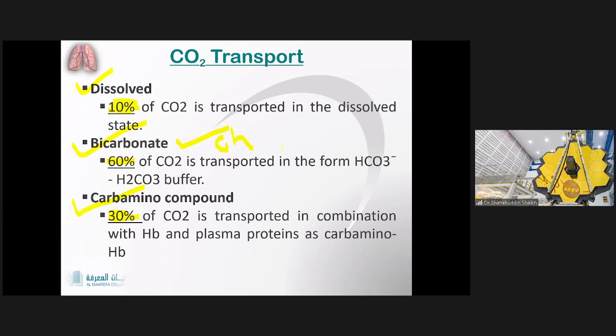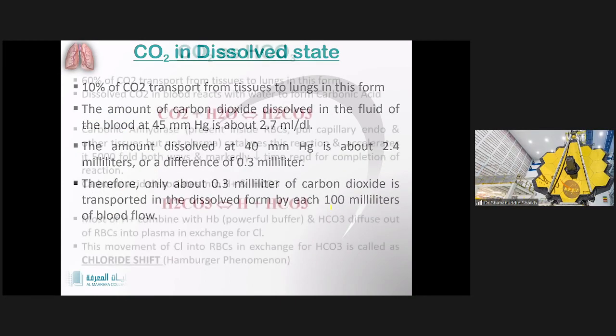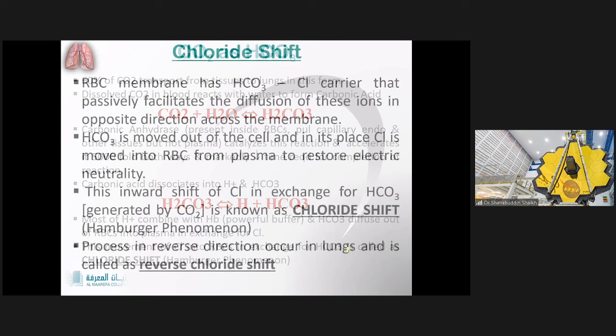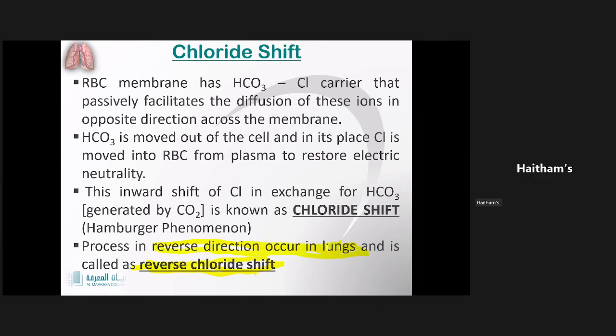Here chloride shift occurs. My next question is, does reverse chloride shift occur in tissues or lungs? Lungs. Can you remember this? Whether you understand or not, just simply remember reverse chloride shift occurs in lung. Reverse direction occurs in lung and it is called reverse chloride shift. This sentence is very important. Please remember this.